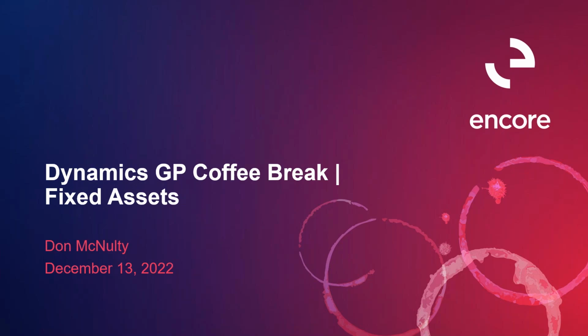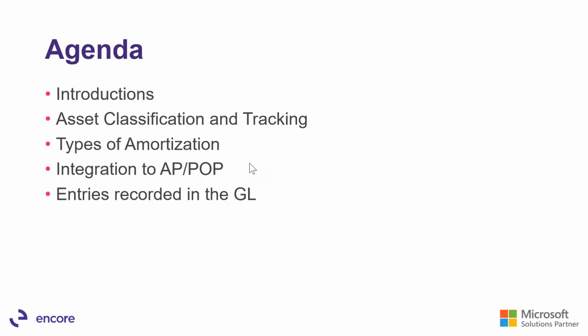Thanks, Tess. So good morning, everyone. Today we're going to talk about fixed assets. The agenda is pretty straightforward. How do we classify and track the asset in GP? What types of amortization can we use? Introduction to AP POP, which is how you link your accounts payable side, where you're purchasing your asset, into your actual asset. And then, of course, what entries are recorded in the general ledger.